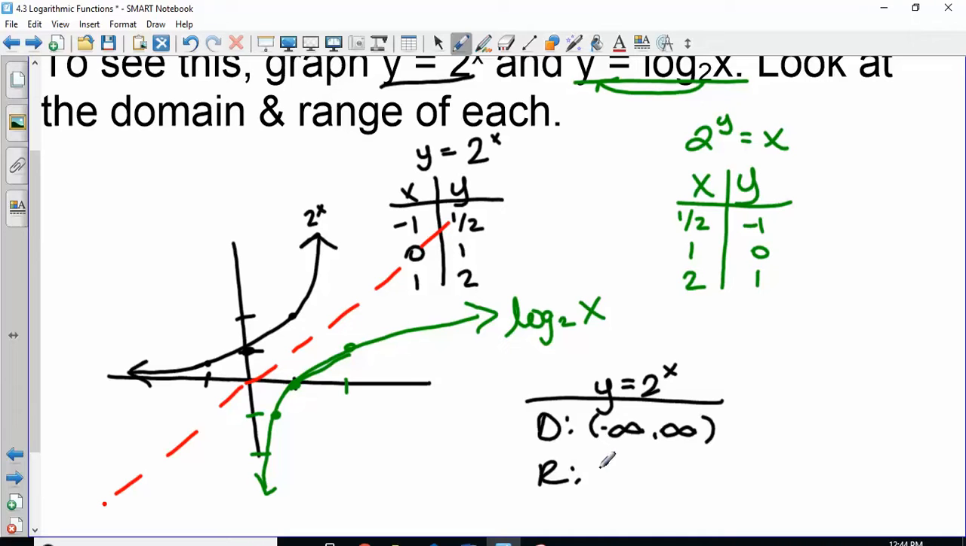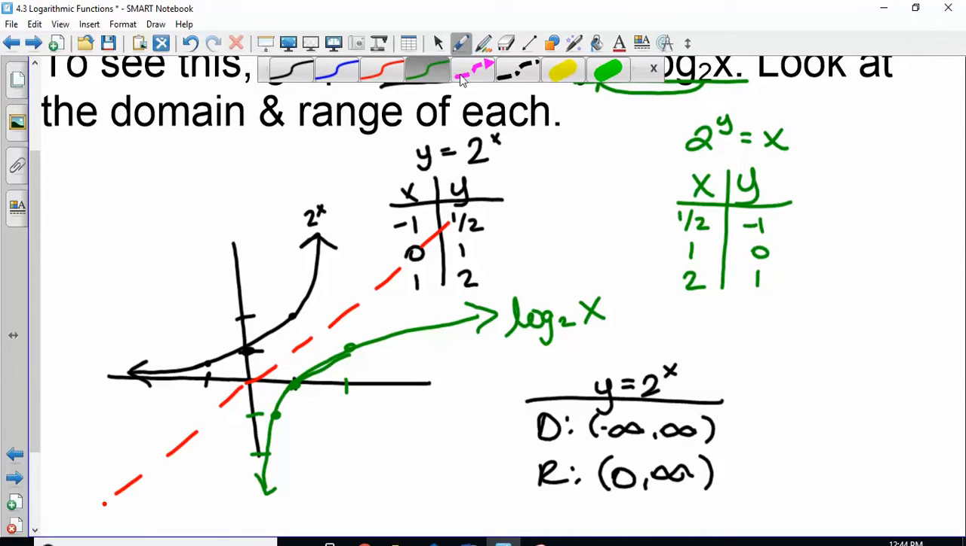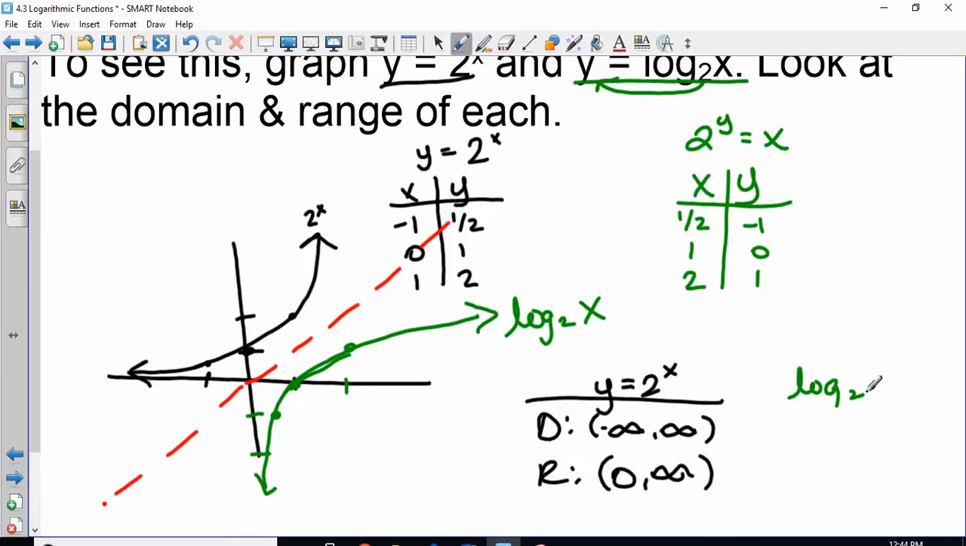Negative infinity to positive infinity. What was the range? 0 to 9. Then when I look at my log, what's the domain of this log? And what's the range of that log?